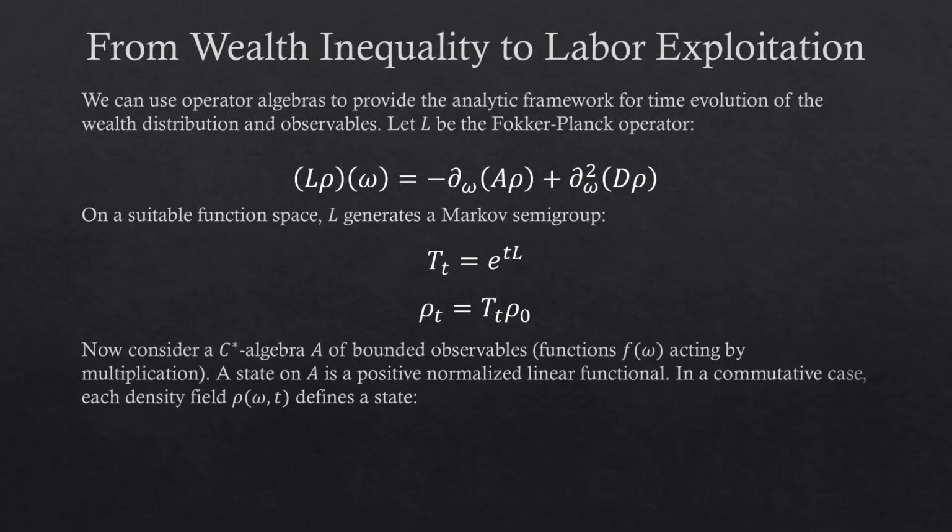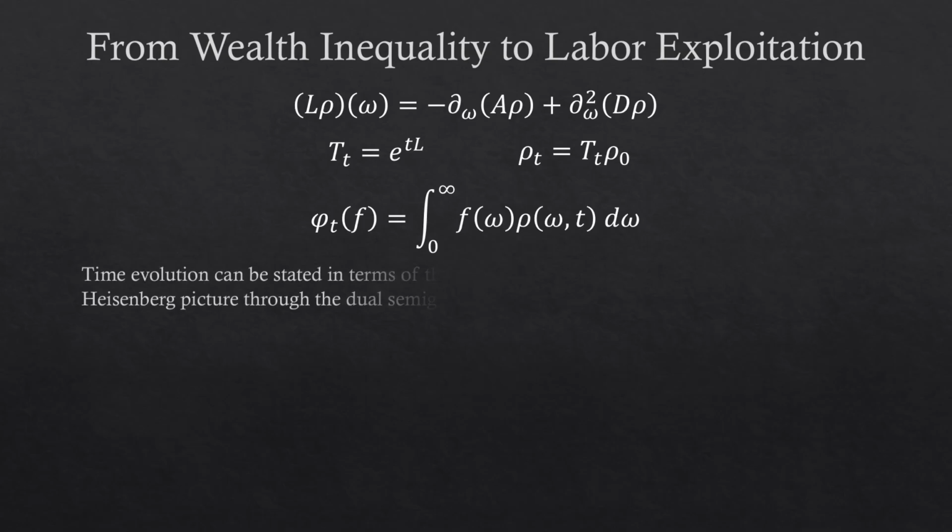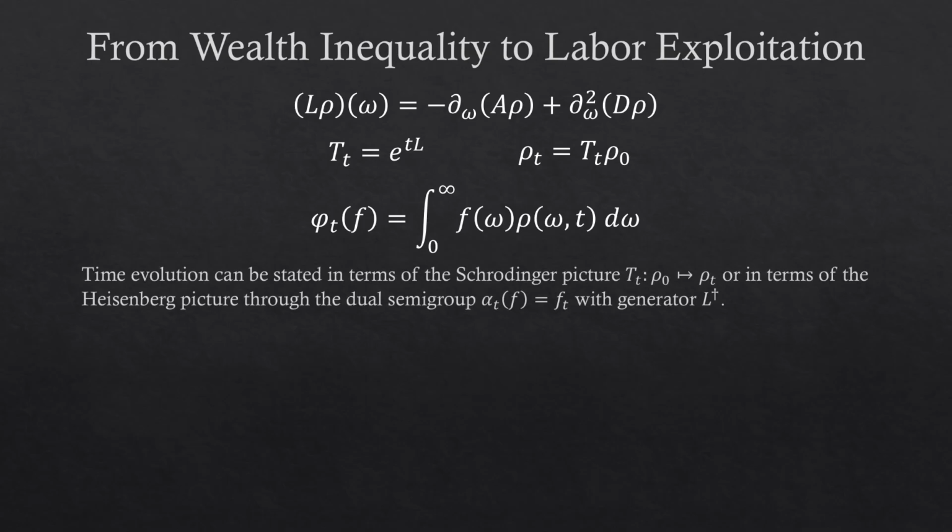Now consider a C-star algebra A of bounded observables, functions f of omega acting by multiplication. A state on A is a positive normalized linear functional. In a commutative case, each density field rho of omega and t defines the following state: the definite integral from 0 to infinity of f of omega, rho of omega and t, integrated with respect to omega. Time evolution can then be stated in terms of the Schrödinger picture that maps us from rho naught to rho sub t, or in terms of the Heisenberg picture through the dual semigroup alpha sub t of f equals f sub t, with the generator L dagger.